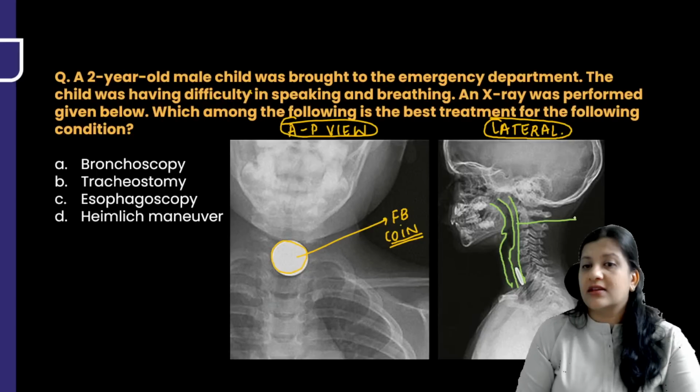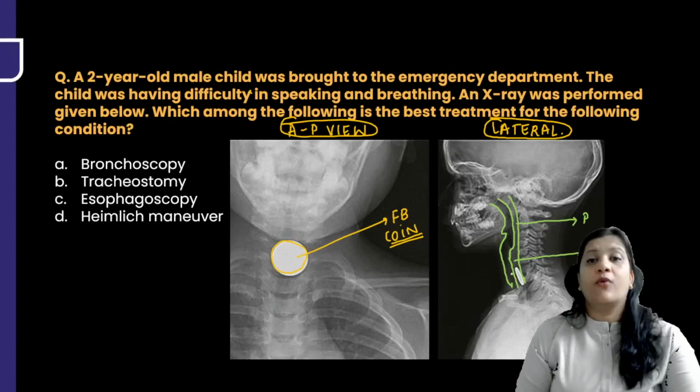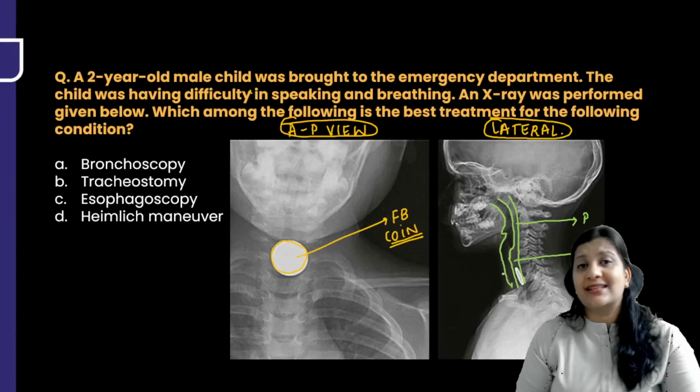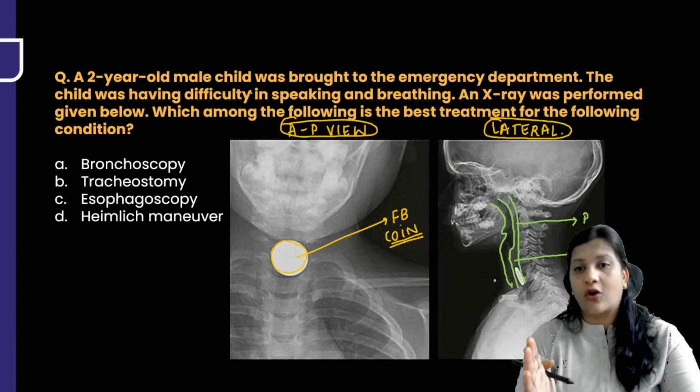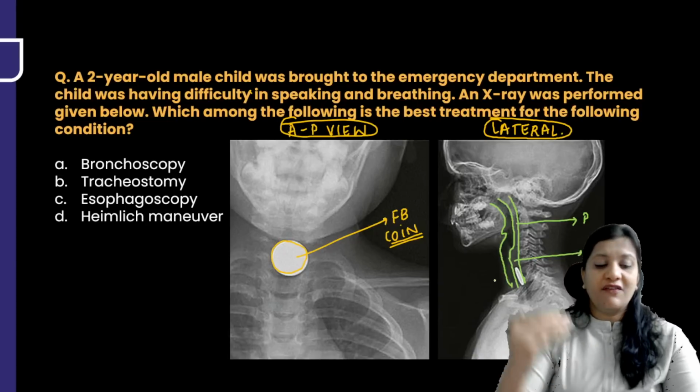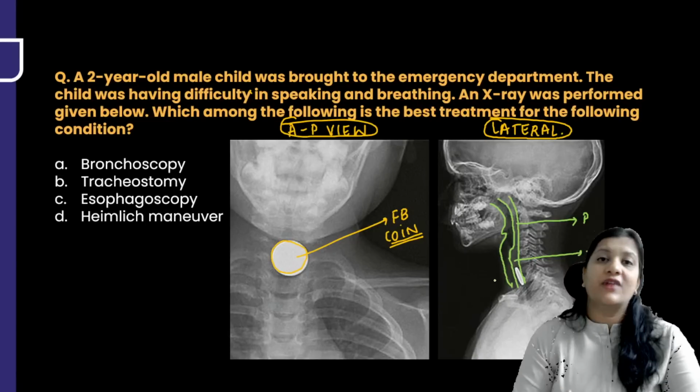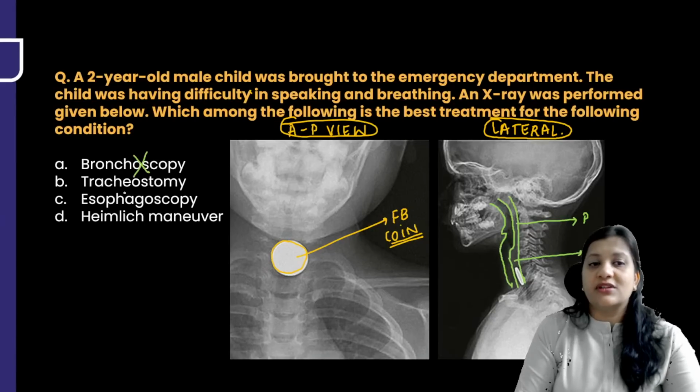So this would be the pharynx going to the esophagus, and typically the foreign body is in the digestive tract, not in the airway tract. Even in the worst situation, when you don't know the location, at least just see, is it in the air column or the soft tissue column? If it is in the soft tissue column, it is in the digestive tract. So if it is in the digestive tract, what will you do? Obviously you cannot do a bronchoscopy or a tracheostomy because it is not obstructing the airway. So these options are easily ruled out because it's nowhere in the airway.